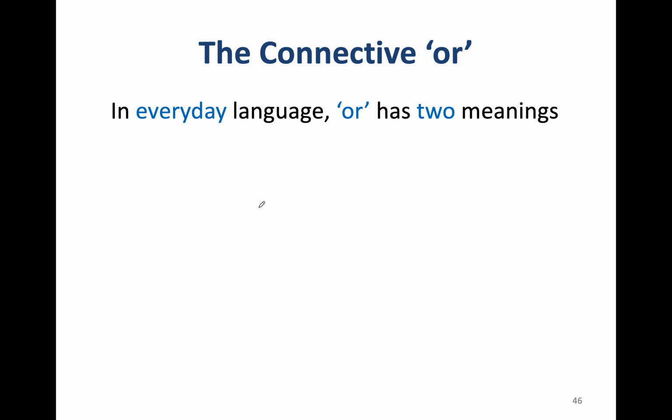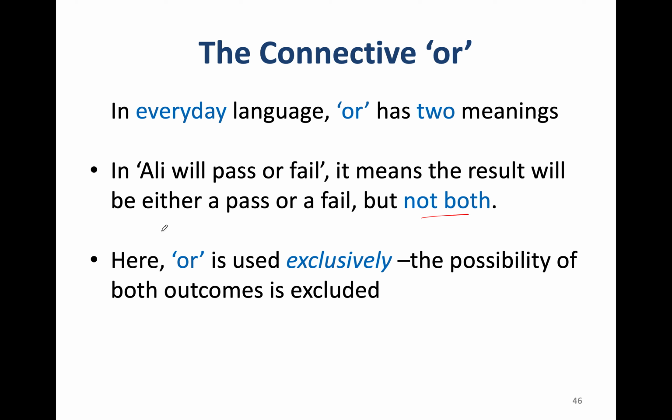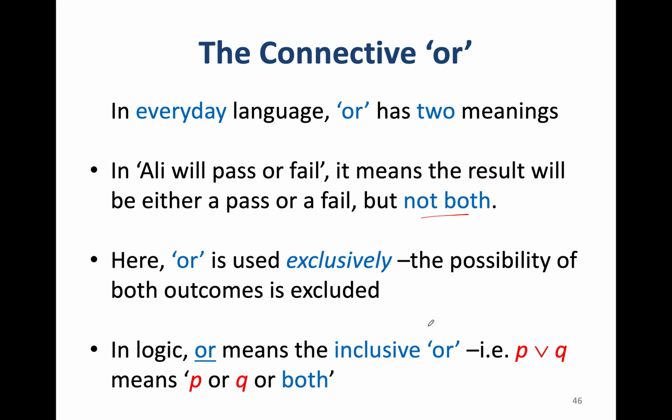Let's see the second connective, which is or. In everyday language, or has 2 meanings. Either Ali will pass or fail, which means they are not both. Ali cannot pass and fail at the same time. And the other meaning is inclusive, where the possibility of both outcomes is included. Now in logic, we are talking about the inclusive or, which is either P or Q or both are true, so the result will be true, otherwise it's false.